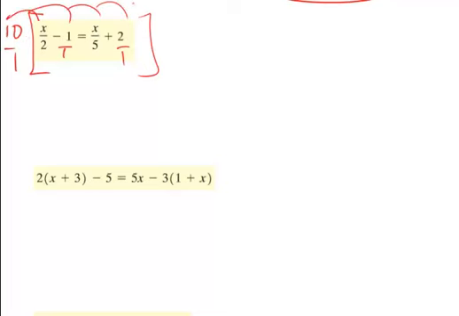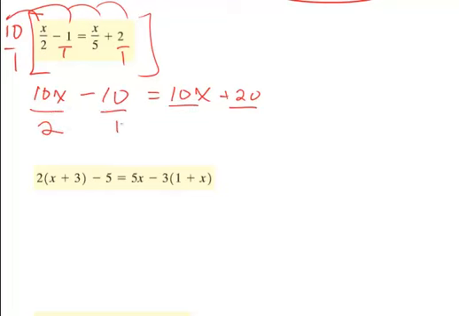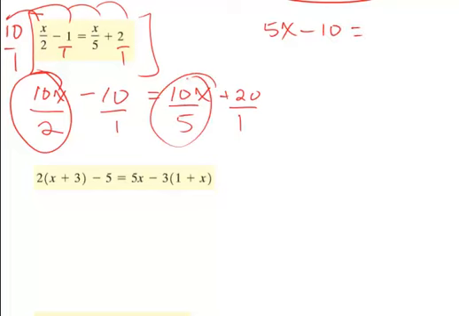Now I'm going to go slow here. So 10x minus 10 equals 10x plus 20. Remember, my bottom numbers don't change. That stays a 2, that stays a 1, that stays a 5, that stays a 1. We're going to simplify. 10 divided by 2, 5x, minus 10. 10x divided by 5, 2x, plus 20.